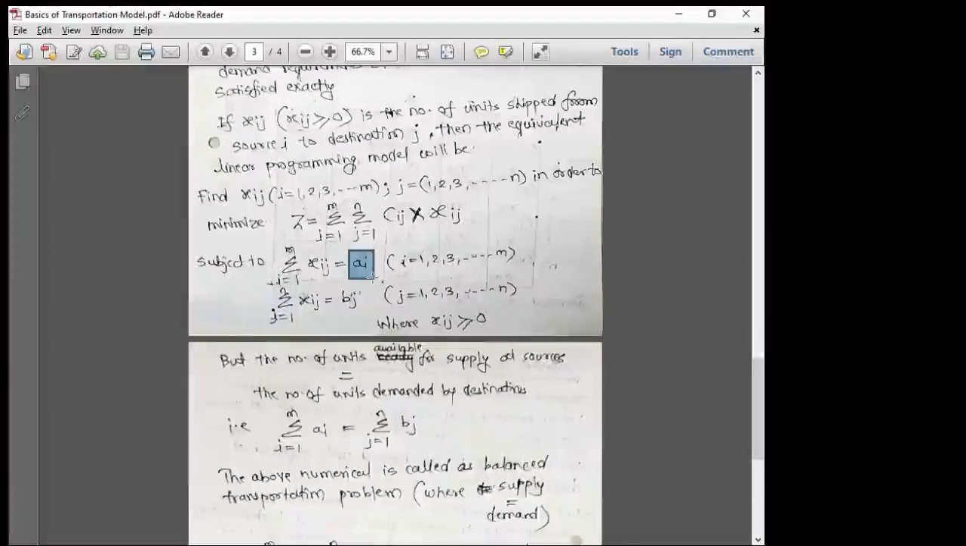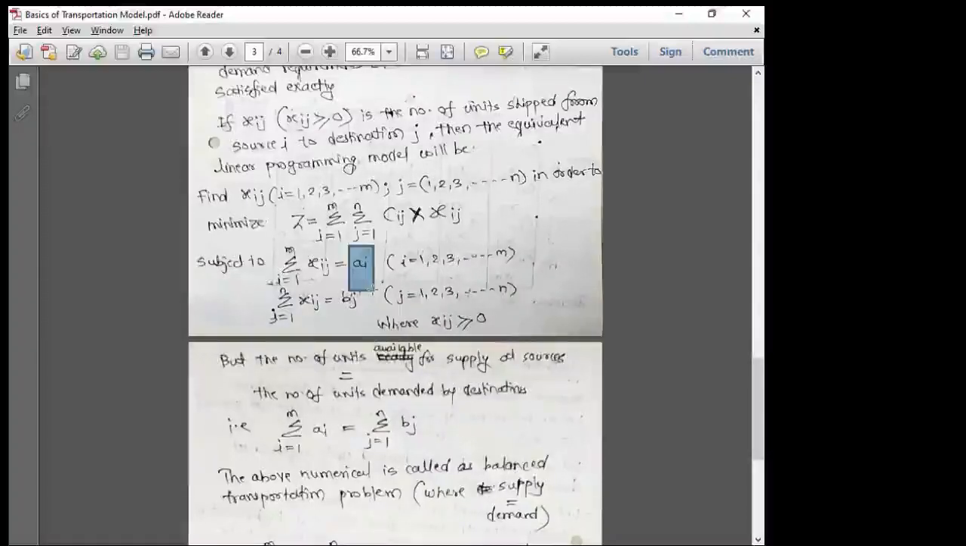What is ai? ai is the number of supply units available at the factory. This is the very important constraint. And the next constraint that we have is bj. What is bj? bj is the demand of the destination.